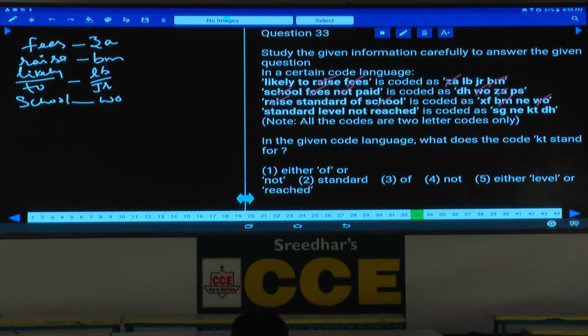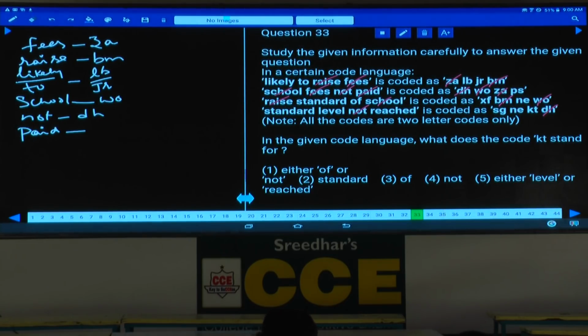Next one, not and paid. Not is the word which is common between these two. What is the code here? DH and PS, and DH is common. The code to the word not is DH. Then what is left over here? Paid is the word which is left over in condition number 2. And what is the code to this word paid? Paid is PS. Here also paid is PS.